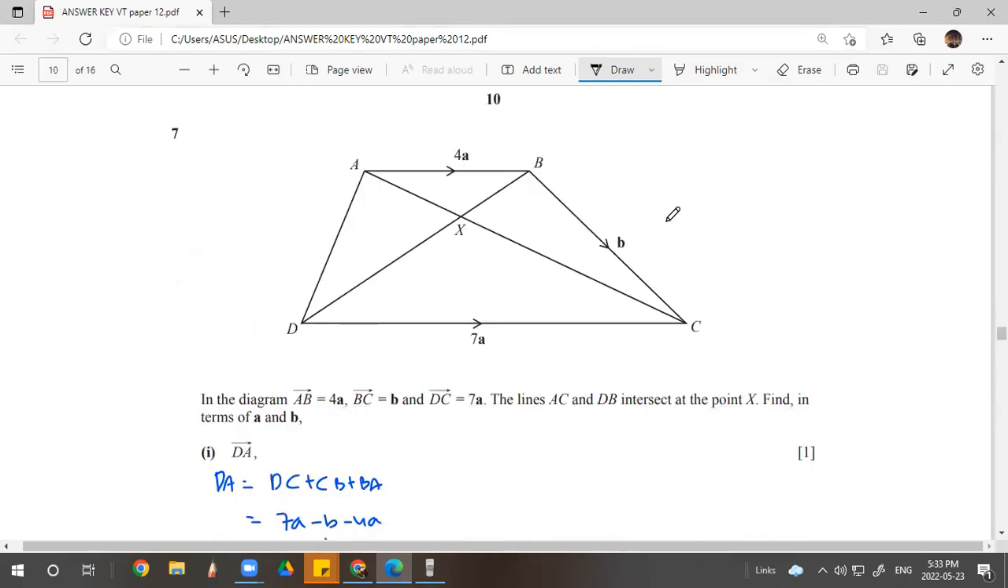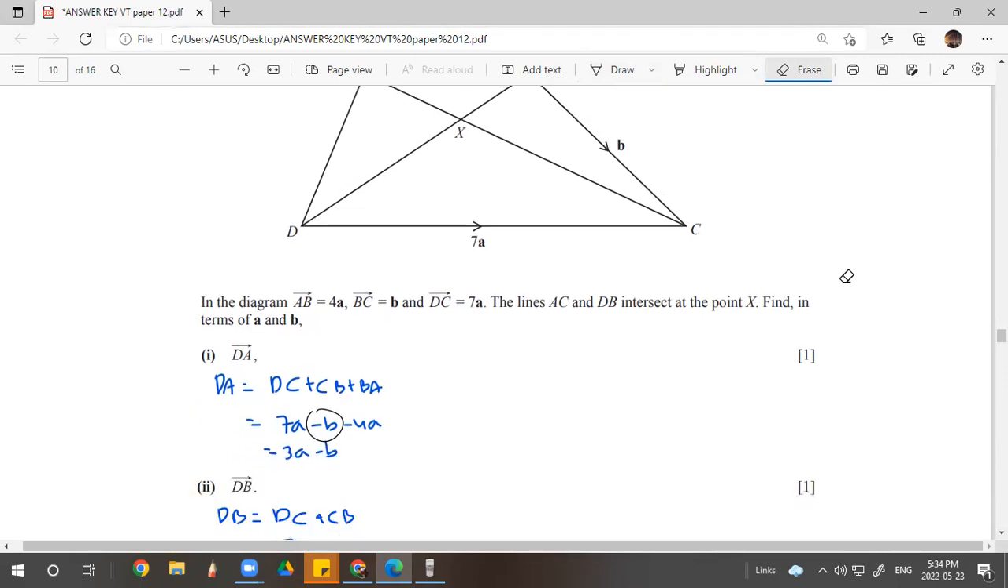Vectors need extra care. To find the DA here, you have so many ways. DA is DC, so you do a polygon rule. DC is 7a, right? Plus CB. CB is opposite with the direction of BC, so CB is negative b, right? And then plus BA. BA is negative 4a, right? So that is the way you do the DA. And then after you get DA, you simplify 7a minus 4a is 3a minus b.